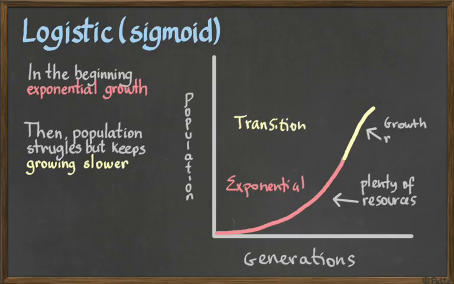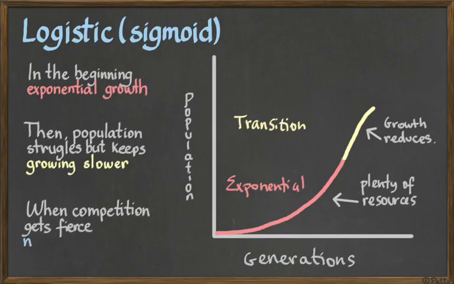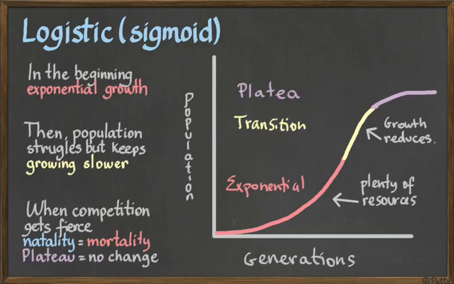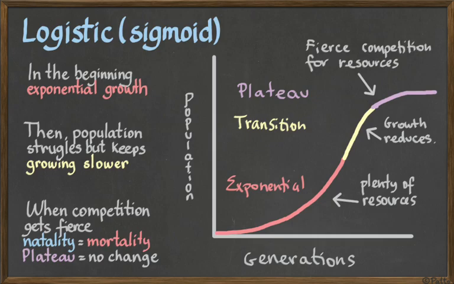So there we have the population is still growing, but now it's not growing exponentially anymore. It starts growing more linearly, and even now stabilizing and reducing this growth, but it's still growing. And it grows all the way to the point when competition gets fierce and when natality equals mortality. When natality equals mortality, then you reach the plateau, which means no change. So that point over there is the plateau where you have not enough resource for the population to grow, just enough resource to keep the population stable. Natality equals mortality. Simple as that.